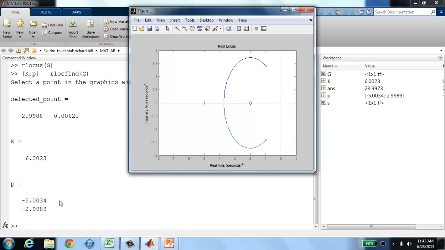Another helpful command that is actually quite powerful is called the rltool command. And you can also call it via the sisotool command. But we won't get into that during this module. That's something we'll discuss later on.